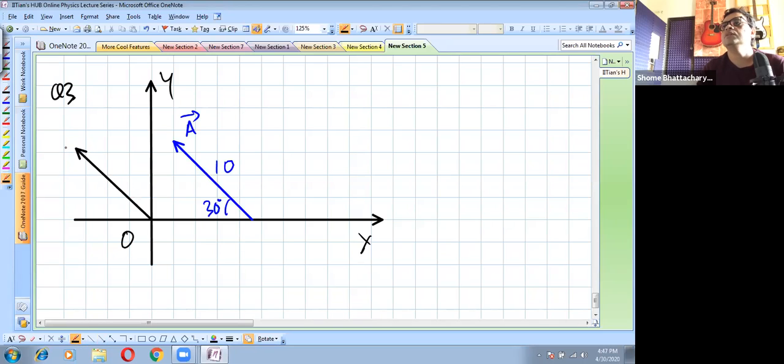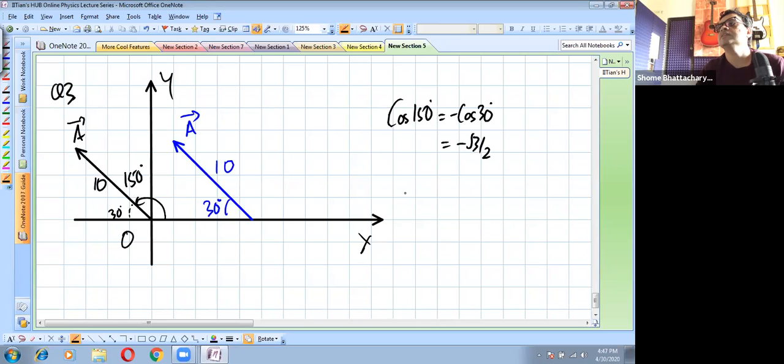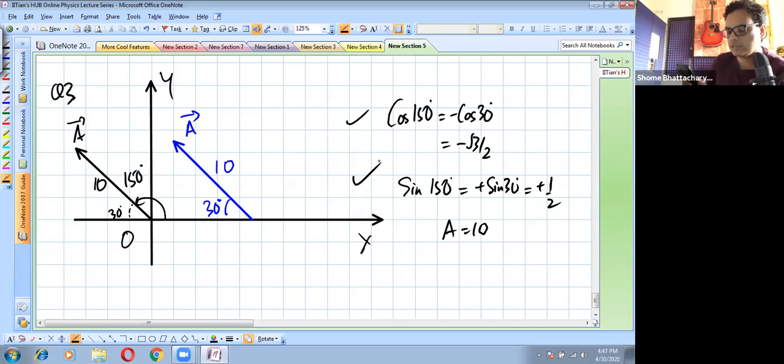To understand properly, that is lying in the second quadrant. So it will have a negative x component. So this angle will become 150 degrees. So this is 30, this magnitude is 10. So you know that cos 150 is minus cos 30, so that is minus root 3 by 2. And similarly, sine 150 is positive of sine 30, so plus half. So using this, now you know the magnitude is 10 and you got sine theta and cos theta, so you can find out the components. Okay, so that is your question number 3.